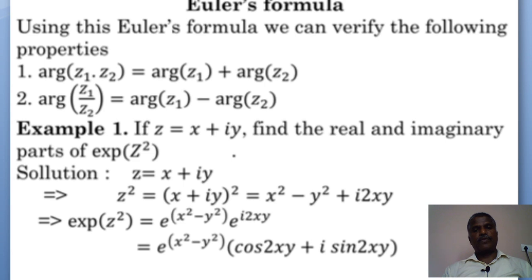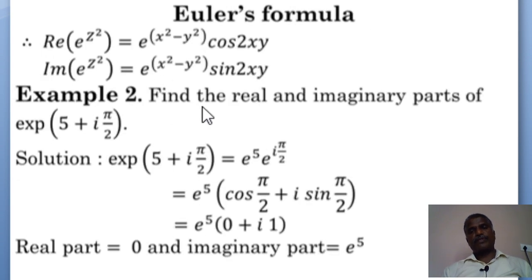Let us see one more example. Example 2: find the real and imaginary parts of the exponential of 5 plus i pi by 2. Here also we cannot say directly because it is not in the form of x plus iy. So we have to reduce it into the complex form x plus iy, or into cos theta plus i sin theta. So you can write the exponential of 5 plus i pi by 2 as e to the power 5 into e to the power i pi by 2.